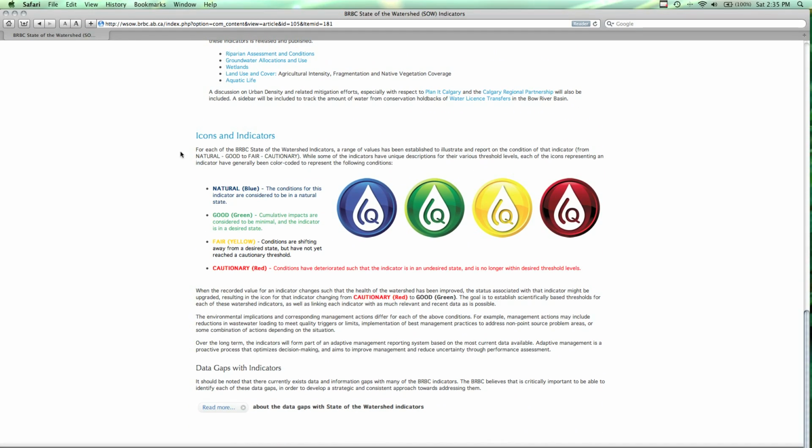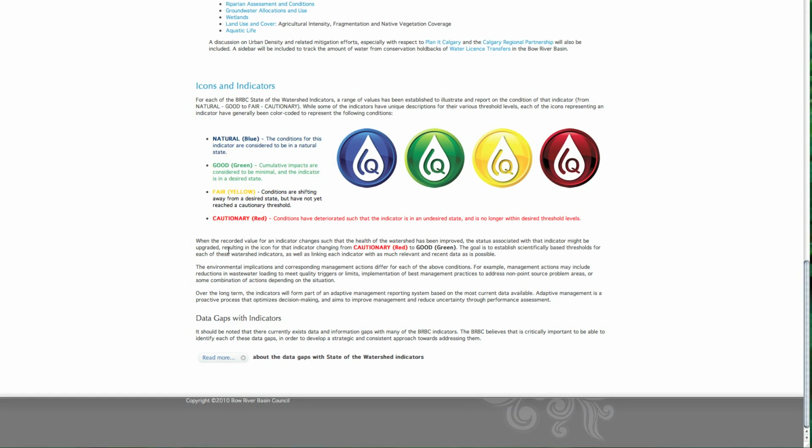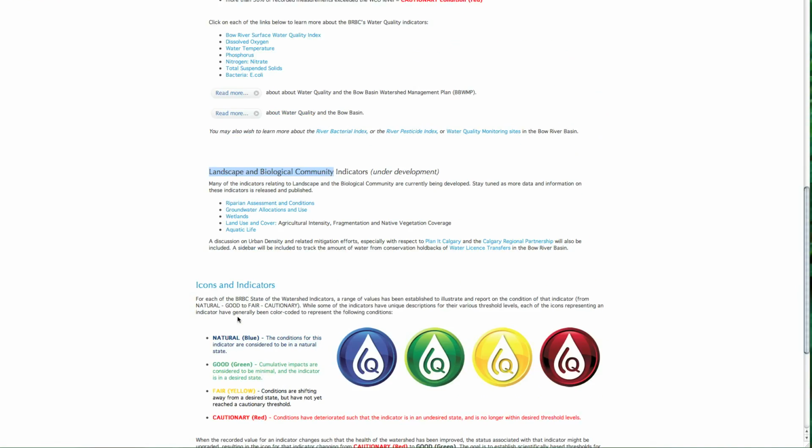And finally, this section provides an overview on the icons and the indicators that were developed for this tool. And you can learn more about the conditions for each of these icons and indicators, as well as some of the data gaps that are currently being addressed by the Bow River Basin Council.